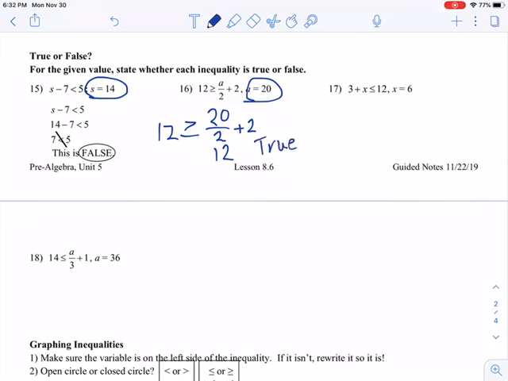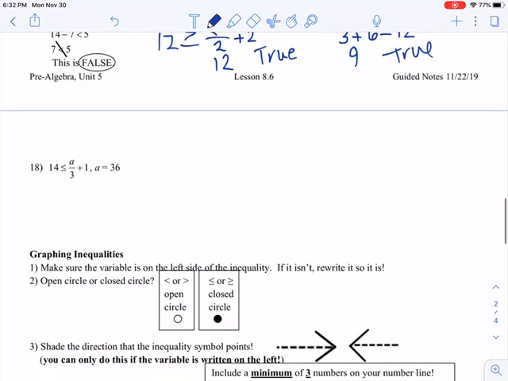And in number 17, x equals 6. 3 plus 6, is that less than or equal to 12? Well, that's 9. 9 is less than or equal to 12, so that is also true. And 18, a is equal to 36. 36 divided by 3 and then add 1. Well, that's 12 plus 1, which is 13. 14 is not less than or equal to 13, so that one is false.